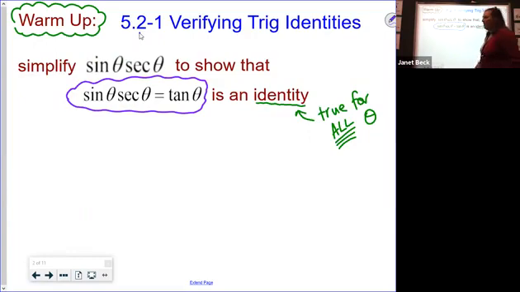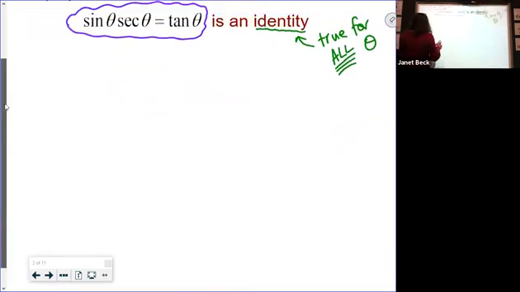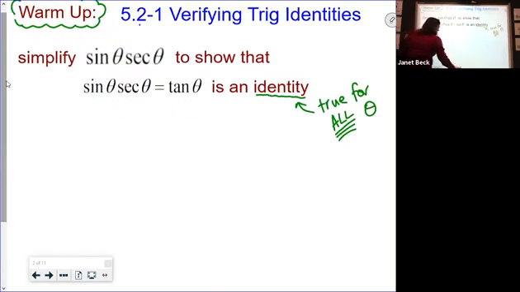What we mean by an identity is something that is true for all values of the variable. Okay, so there's a very special technique we have to use. We're not working with a normal equation. If this was a normal equation, we'd be able to do things like divide by sine. That's not going to work for us when we're verifying an identity.